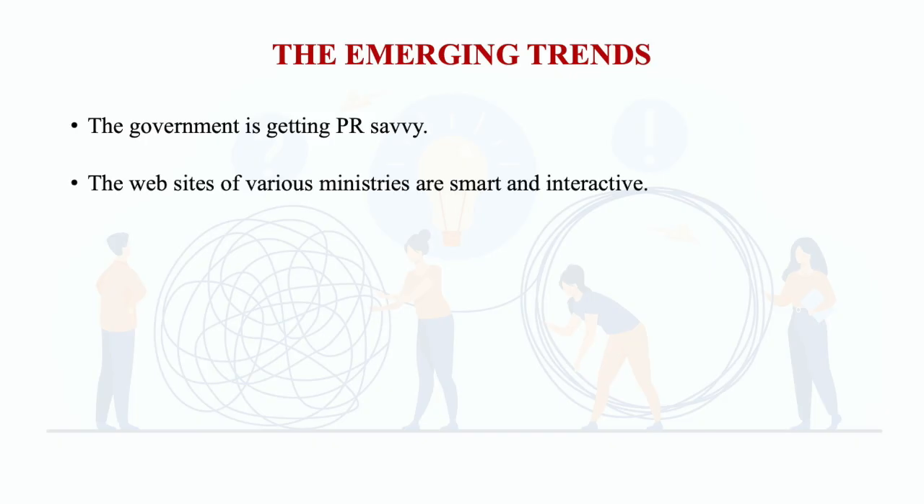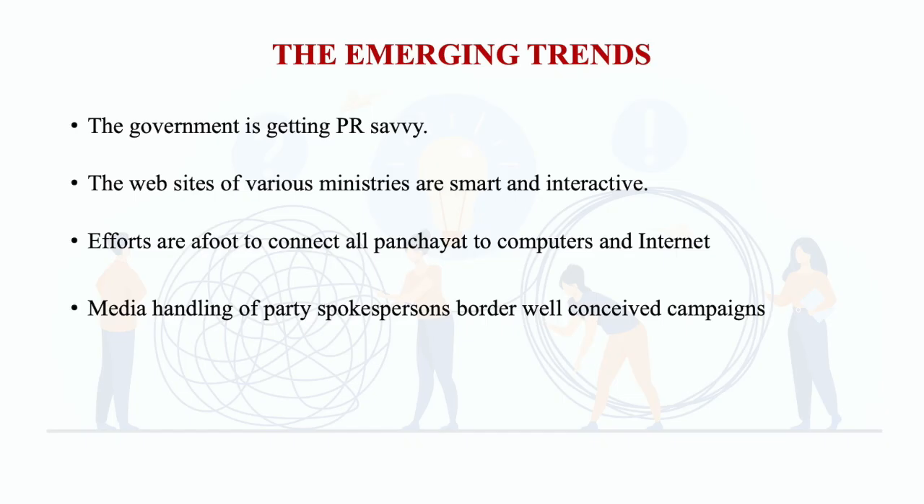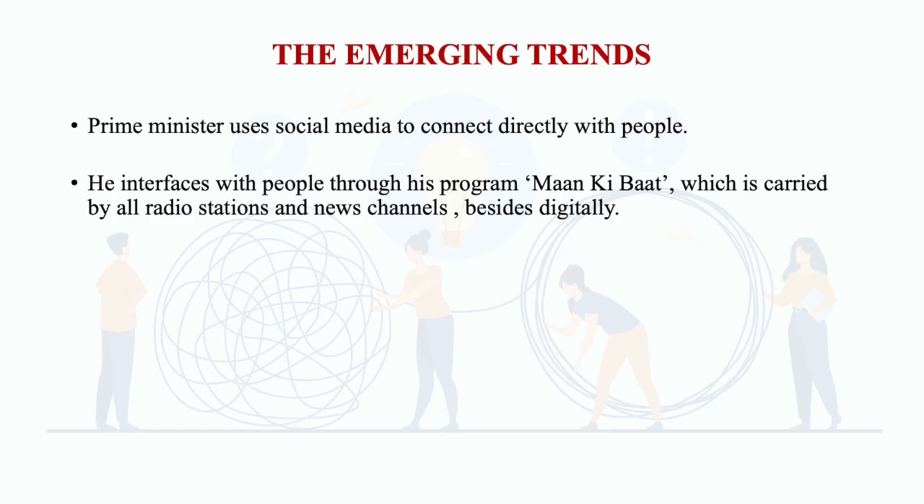So what are the emerging trends? The government is getting very PR savvy. The websites of various ministries are smart and interactive. Efforts are afoot to connect all panchayats to computer and internet, as I said in the beginning. Media handling of party spokespersons and well-conceived campaigns. You've seen that people are now employing publicists and PR people to handle their campaigns even in normal times. And finally, you see the Prime Minister of India is very, very media savvy and one of the very good communicators. He uses social media to connect directly with the people. He interfaces with people through his program Mann Ki Baat, which is carried by All India Radio stations and news channels. Besides, it's available digitally.